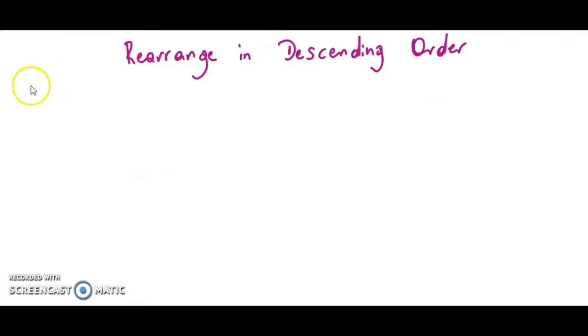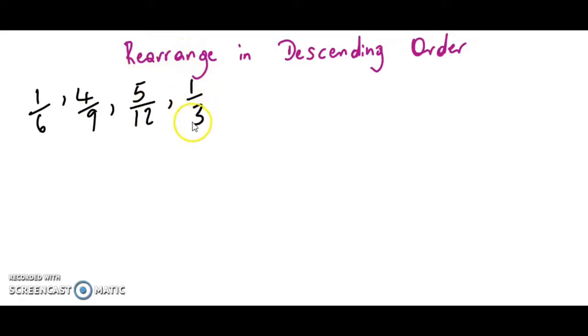Our next example, we have our fractions: 1 over 6, 4 over 9, 5 over 12, 1 over 3. When we look at our numbers, we realize that our denominators are different. Because your denominators are different, you will have to find the LCM of your denominators. So we're going to go ahead and find the LCM.